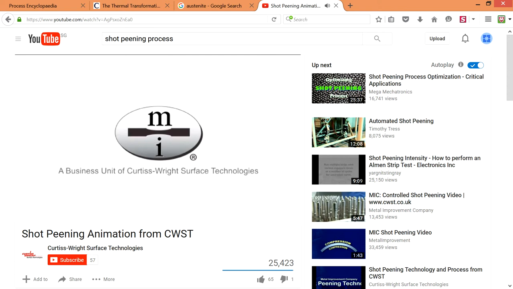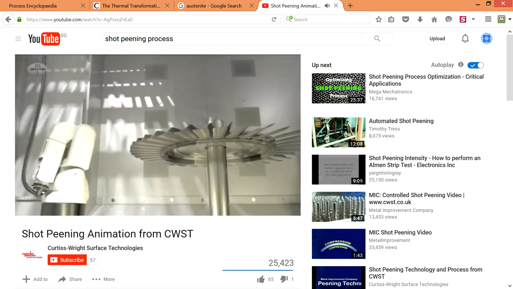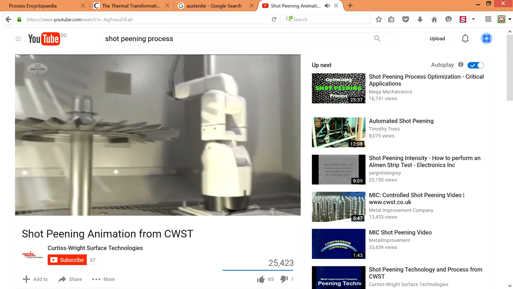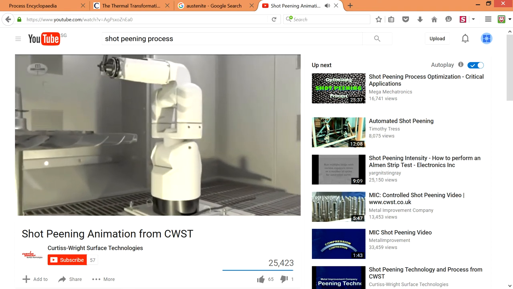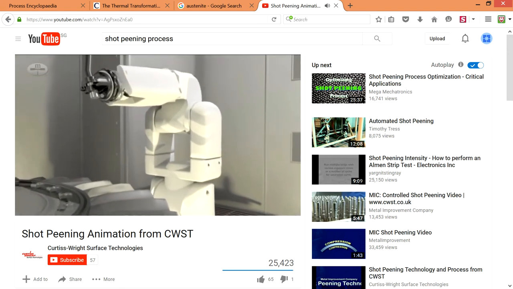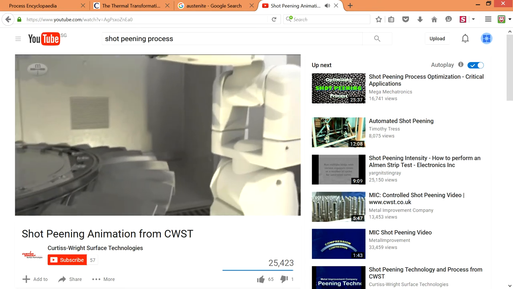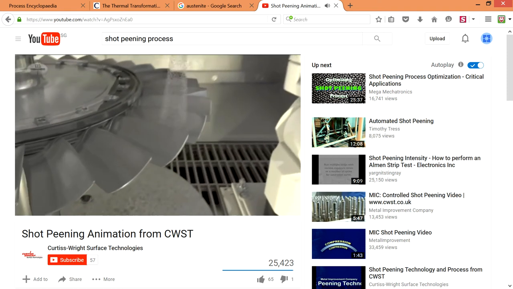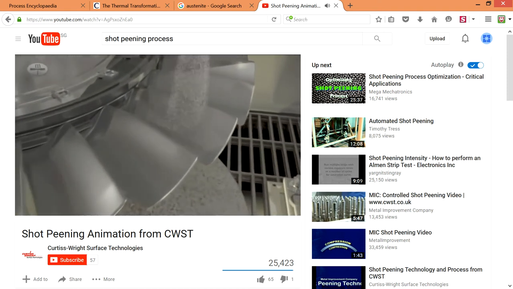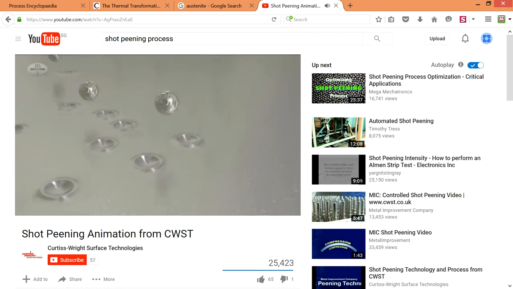Metal Improvement Company, a business unit of Curtiss-Wright Surface Technologies, is a recognized leader in surface treatments and the application of controlled shot peening. The application of controlled shot peening improves performance, reduces maintenance, and provides a cost-effective solution to premature failure in critical components. Shot peening is a method of inducing residual compressive stress into the component by bombarding the surface with high-quality spherical media in a controlled operation.